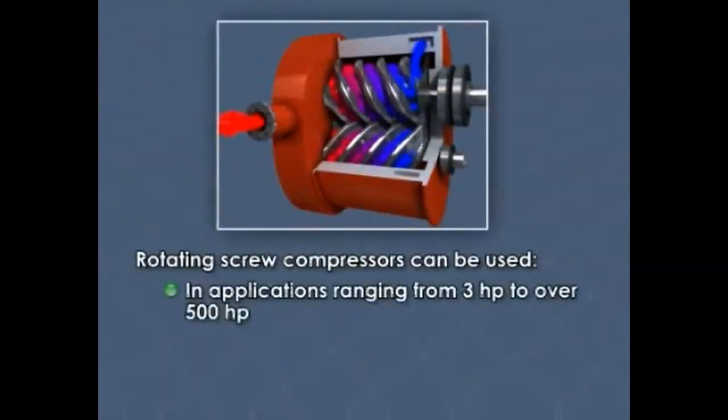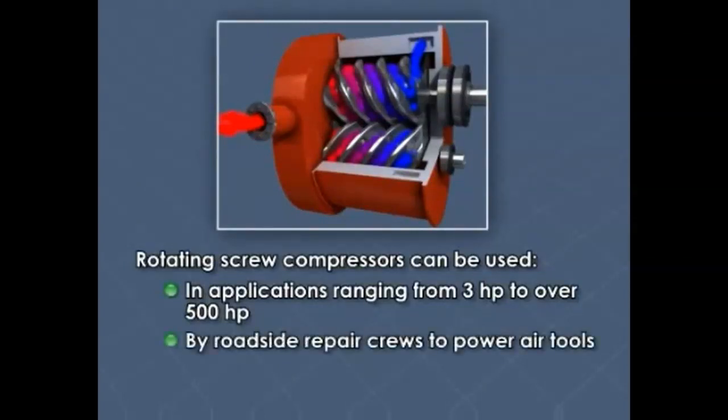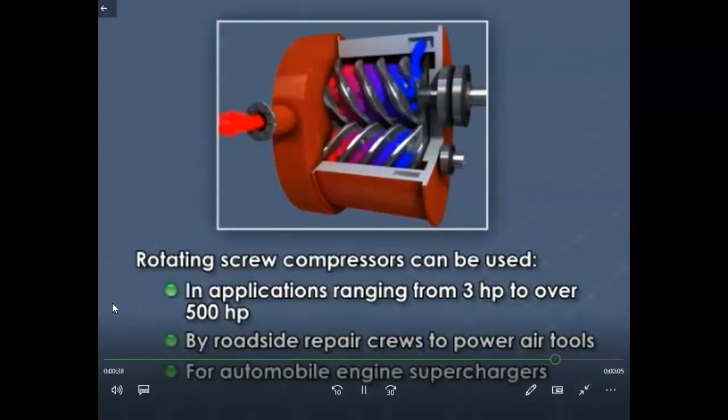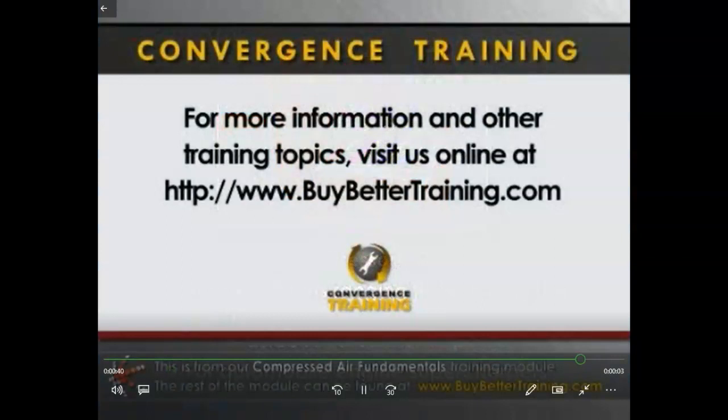Rotating screw compressors can be used in applications ranging from 3 horsepower to over 500 horsepower. They are commonly used by roadside repair crews to power air tools and are also used for automobile engine superchargers.